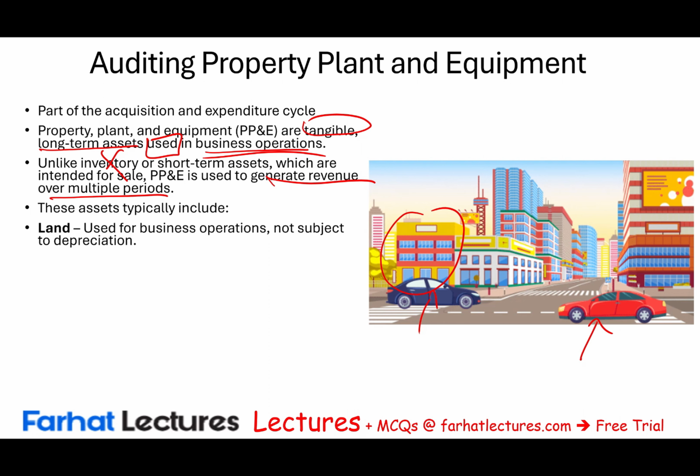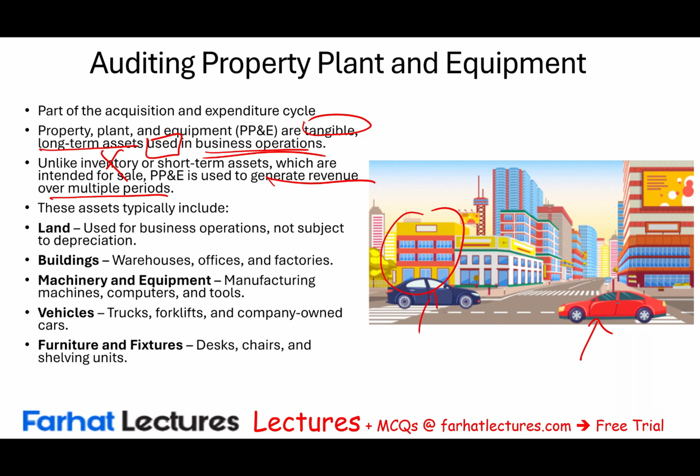And what are some examples? Land, building, machinery, vehicles, furniture, and fixtures. Now, if you are not familiar with property, plant, and equipment, which I would think you are if you're studying auditing or planning to take the CPA exam, but if you happen not to be, go to farhatlectures.com. I have a financial accounting course and I have an intermediate accounting course. Financial accounting is the introductory accounting, and the intermediate is the more advanced accounting, if you want to learn a little bit more about property, plant, and equipment. In this session, I briefly go over the journal entries, just to refresh your memory. So let's go ahead and get started.